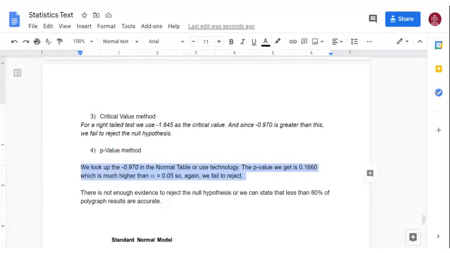So with the p-value method, you're not concerned whether it's negative or positive. You're just comparing the probabilities. And if the probability of that particular value is less than your level of significance, then you reject. But if it's higher, then you fail to reject. So there's not enough evidence to reject the null hypothesis. So we can't state that less than 80% of polygraphs are accurate.